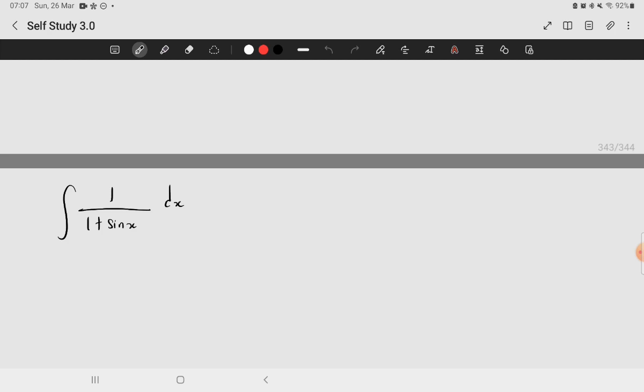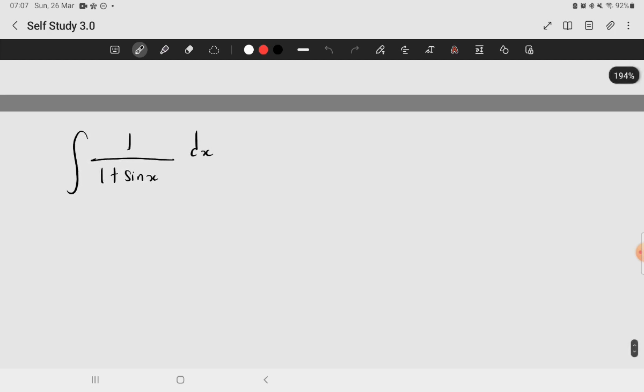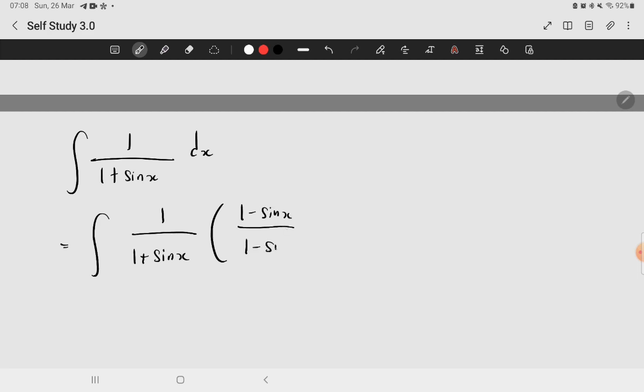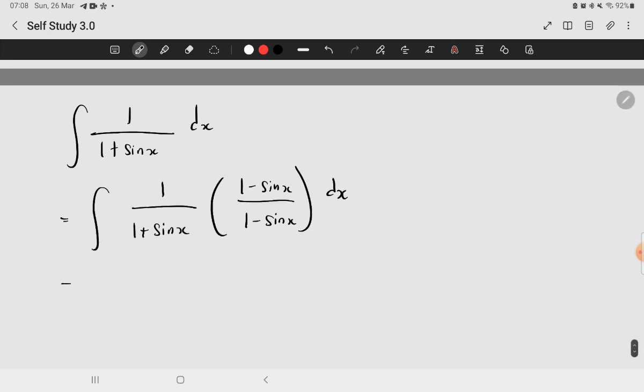The first solution that I'll be showing is by multiplying by a form of 1. So for the function here, I'll be multiplying it by the conjugate of the denominator. So 1 over 1 plus sine of x times 1 minus sine of x divided by 1 minus sine of x. Okay, now from here we could expand it. Now we will obtain 1 minus sine of x divided by 1 minus sine square of x dx.